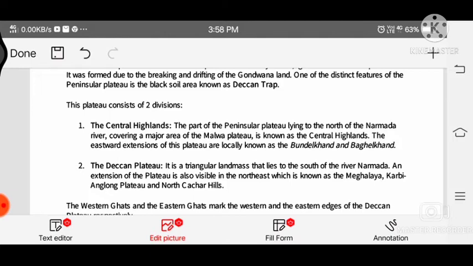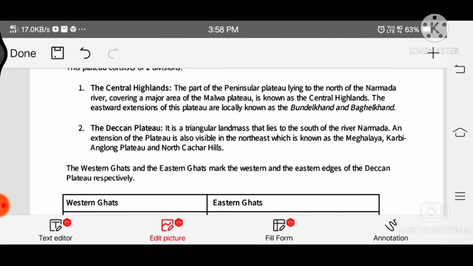The eastward extensions of these plateaus are locally known as Bundelkhand and Baghelkhand. The Deccan Plateau is a triangular landmass that lies south of the Narmada river. An extension of the plateau is also visible in the northeast, which is known as the Meghalaya plateau.